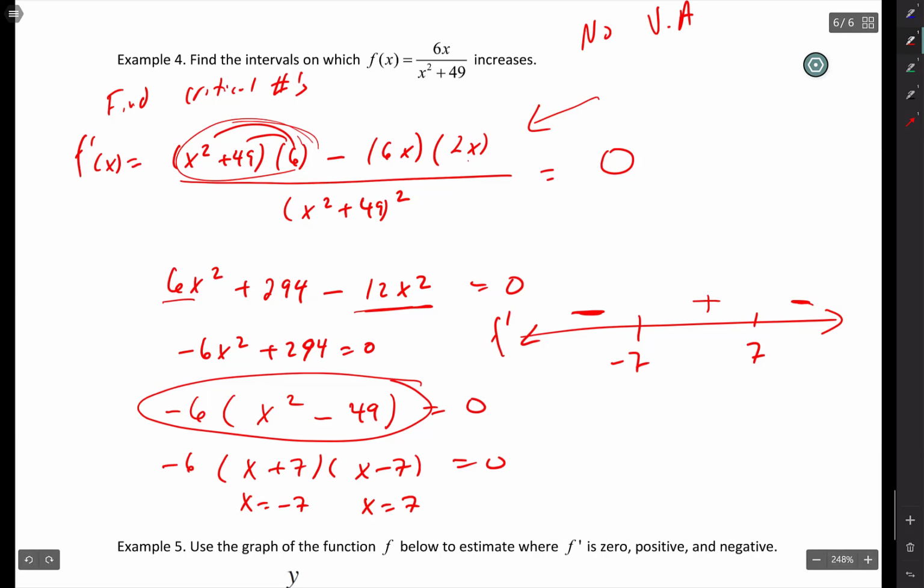They want to know where I increase. Increasing on interval. Oh, they just say interval. I guess it's safe to just write this. No, I want to put brackets. How do we feel, guys?